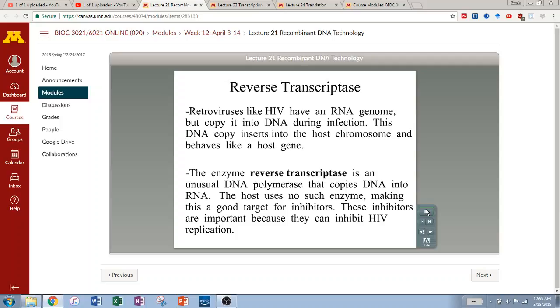Retroviruses like the HIV virus have an RNA genome but copy it into DNA during infection. This DNA copy inserts into the host chromosome and behaves like a host gene. The enzyme reverse transcriptase is an unusual DNA polymerase that copies RNA into DNA. The host uses no such enzyme, making this a good target for inhibitors. These inhibitors are important because they can inhibit HIV virus replication.